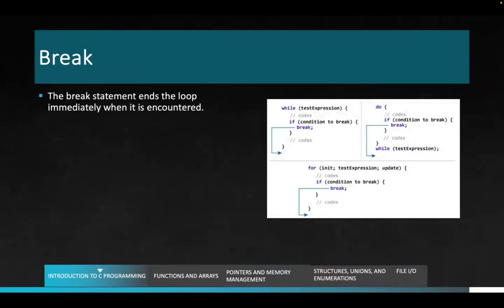Next is break. The break statement will forcefully end the loop immediately. Even though the test expression is true, if you want to force exit from the loop, then you have to use a break statement. The pseudocode for that is while test expression, and if you have a condition inside it, if it meets the condition, then you break. This break can be used in while loop, do while loop, and for loop as well.